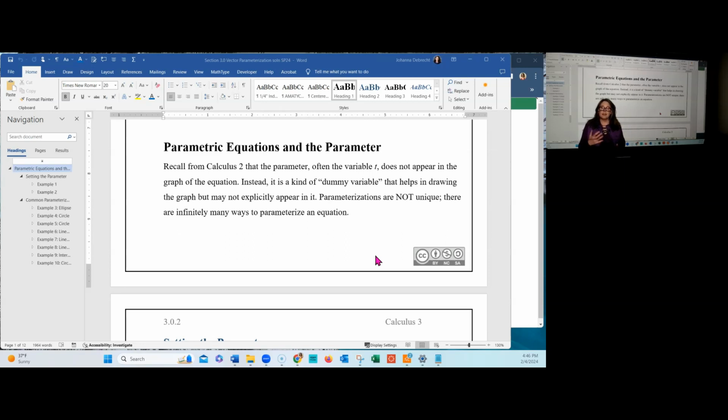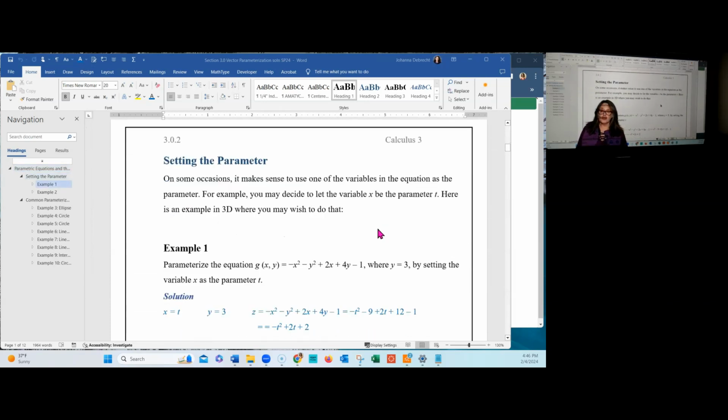The first thing you have to do when you're trying to parameterize a curve or an equation is choose which variable you want to be the parameter, or if perhaps you want a multiple of one of the variables to be a parameter. So on some occasions, it makes sense to use either x or y in two-dimensional space as the parameter, or x, y, or z in three-dimensional space to be the parameter. In many occasions, we let x or z be the parameter. It's a little less common to let y be the parameter, but that's just convention. That's just our habit. There's no logical reason for that.